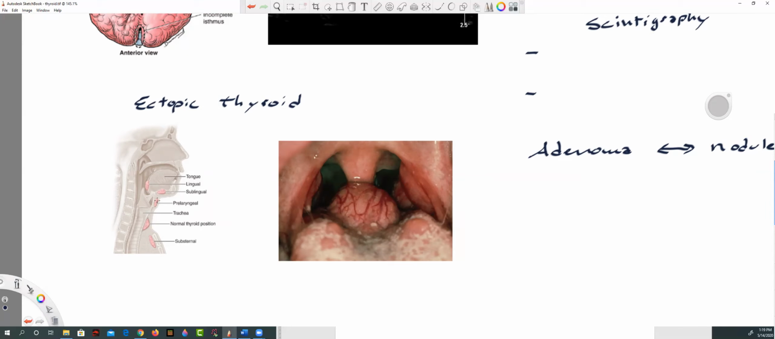Ectopics: back of tongue, sublingual is possible, pre-laryngeal, in other words, it was traveling and just didn't make it. Some of them could actually go into the trachea, which is a little weird. And then some of them can overshoot and go substernal.